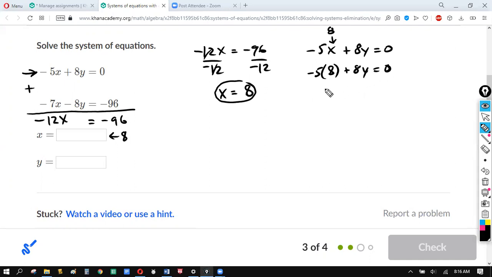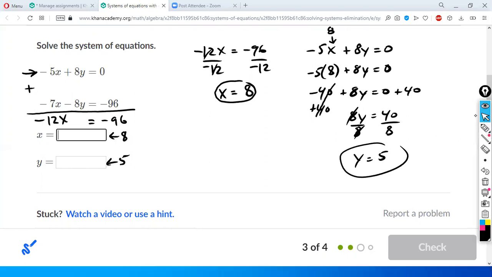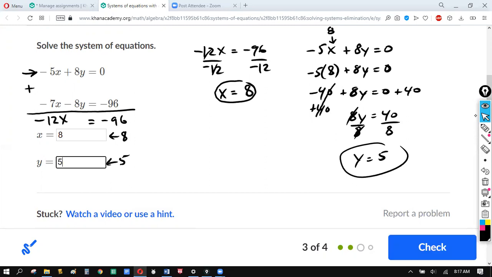plus 8y equals 0. It's going to give us negative 40 plus 8y equals 0. Adding 40 to both sides, the 40s drop out. And we have 8y equals 0 plus 40. Dividing both sides by 8, the 8's drop out, and y equals 5. So you just put that in the box. 8 and 5.